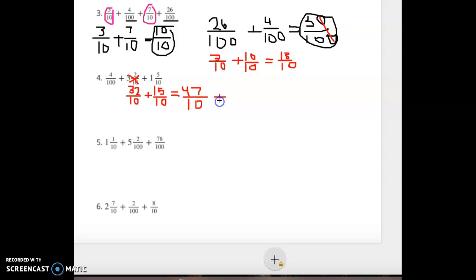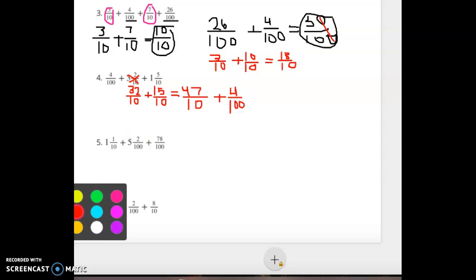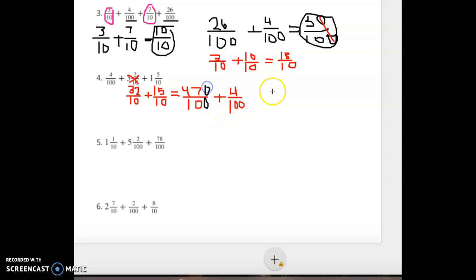And then I'm going to add my 4 hundredths. Tenths and hundredths aren't the same, so I'm going to add a 0. And that would equal 474 hundredths.